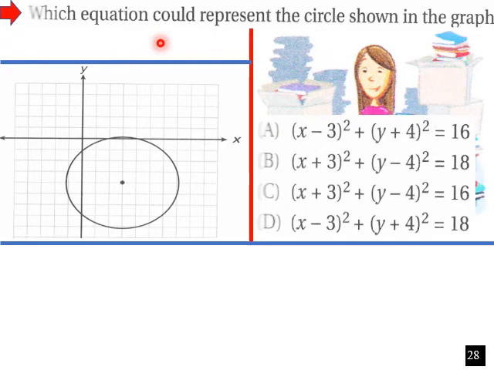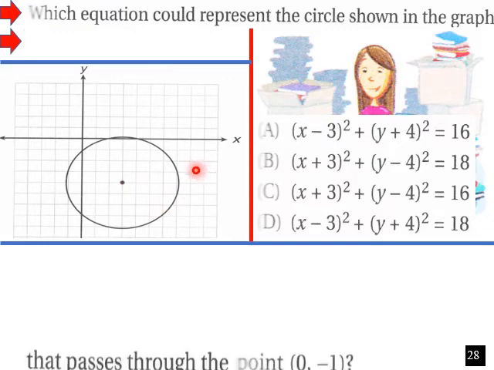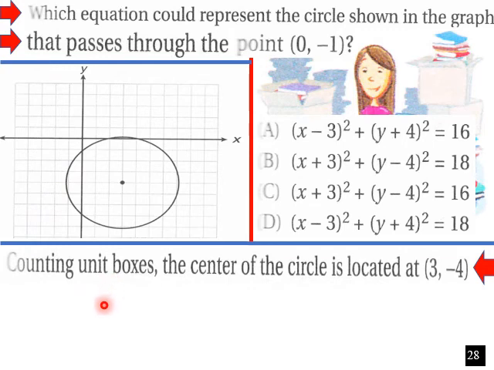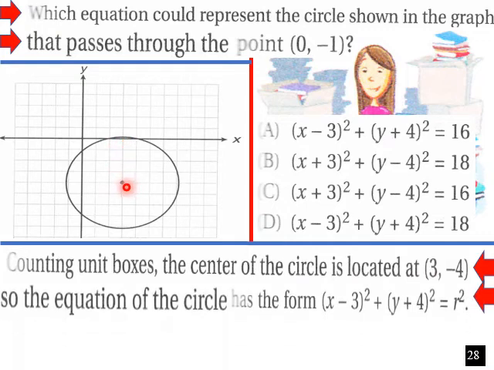Which equation could represent the circle shown in the graph? So we have our circle here. Which one of these equations represents this circle that passes through the point (0, −1)? So (0, −1) would be right here. Counting unit boxes, the center of the circle is located at (3, −4). So when x = 3, y = −4, that would be the center. So the equation of the circle has the form (x − 3)² + (y + 4)² = r².